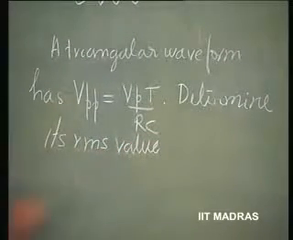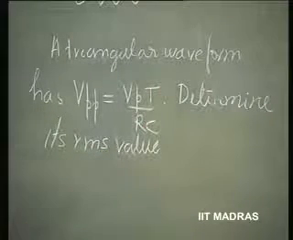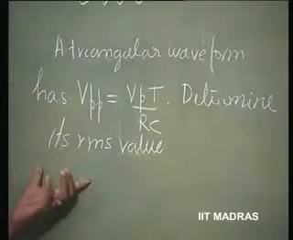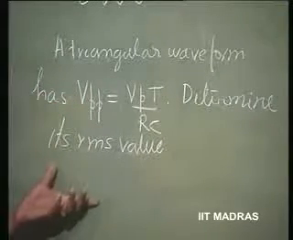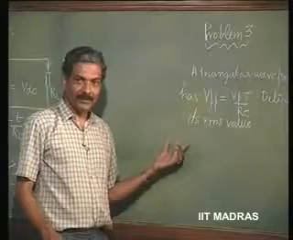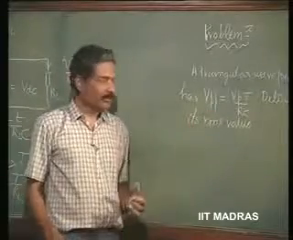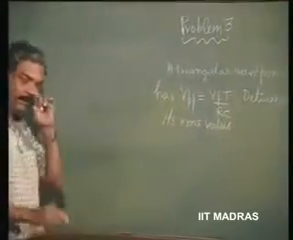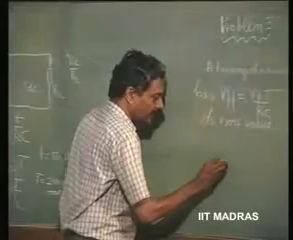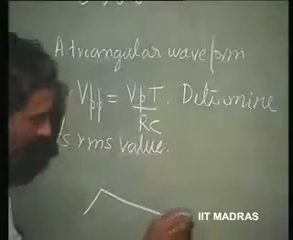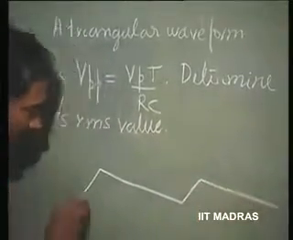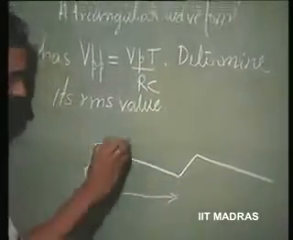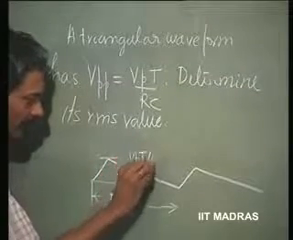How do you do it? Simple. You have to find out the root mean square. That means this triangular waveform has to be squared, and after that you have to take the average over the time interval T. Find out the RMS value of the triangular waveform. This can be of any shape. In our case, it is of this shape. This time interval is T, and this is Vp T by Rc.